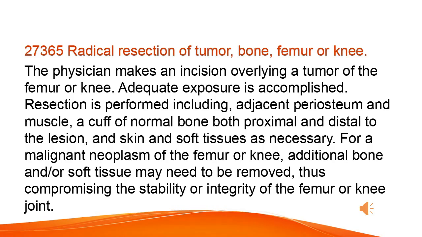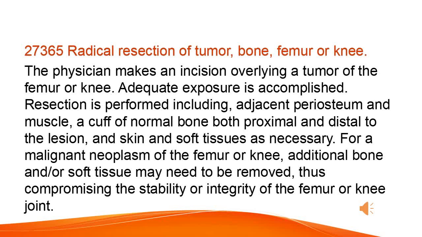Radical resection of tumor, bone, femur, or knee. The physician makes an incision overlying a tumor of the femur or knee. Adequate exposure is accomplished. Resection is performed including adjacent periosteum and muscle, a cuff of normal bone both proximal and distal to the lesion, and skin and soft tissues as necessary.